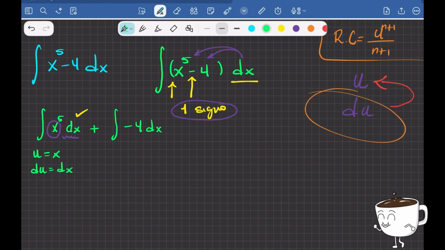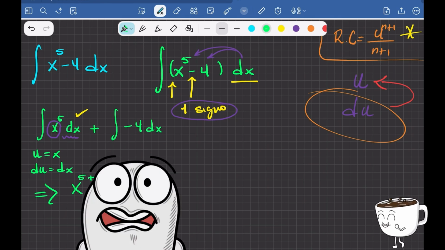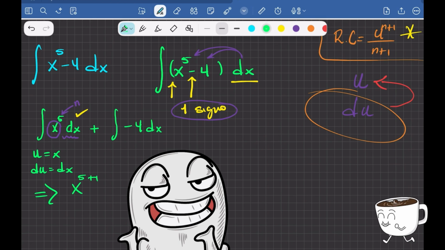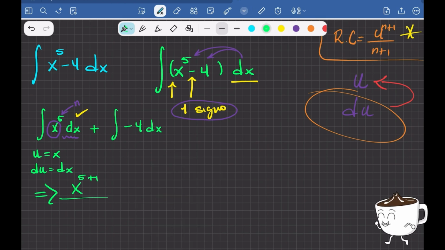How? We have the formula at the top of this side that says u to the n plus 1 over n plus 1. Perfect. Then applying the formula, we would have our u, which is x, and our n, which is 5, plus 1. Very good. Our n is equal to 5. Let's remember, just to review this, 5 is our n. Now continuing with the application of the formula, we have x to the 5 plus 1, over 5 plus 1.